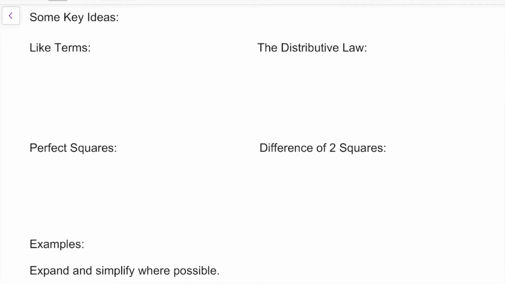So the first thing we're going to just have a quick revision of is this idea of like terms. So just remembering that like terms must have the same pronumeral part. So that's really important that they are the same pronumeral. It needs to be all of the same pronumeral.